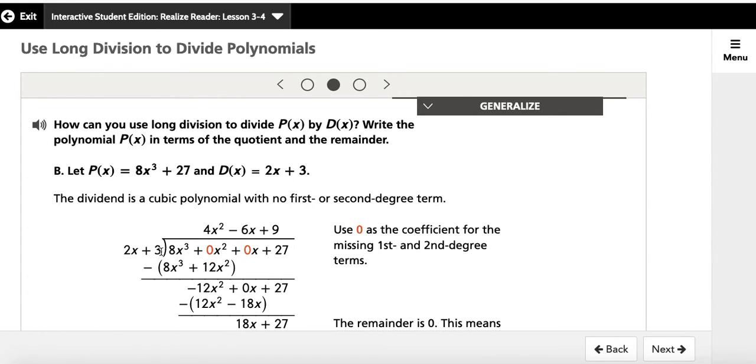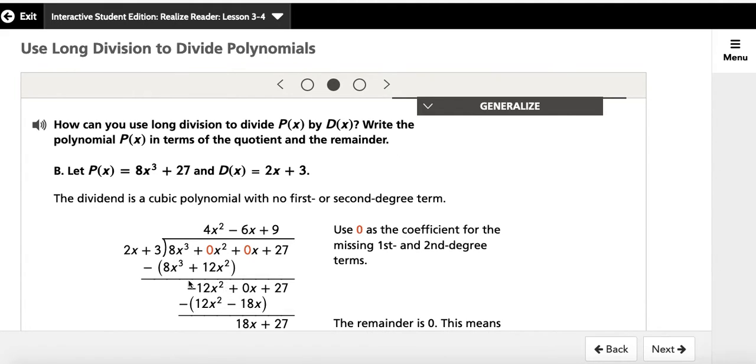So here's the 2x plus 3. We look at the leading coefficient. 8x cubed divided by 2x is 4x squared. So that's what's here. And then we multiply 4x squared times 2x to get 8x cubed, and 4x squared times 3 to get 12x squared. Then we subtract. 8 minus 8 gives us nothing. 0 minus 12 is negative 12x squared. We bring down the 0x. We bring down the 27.